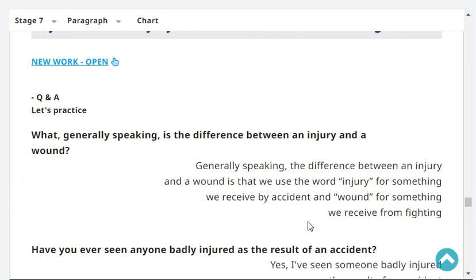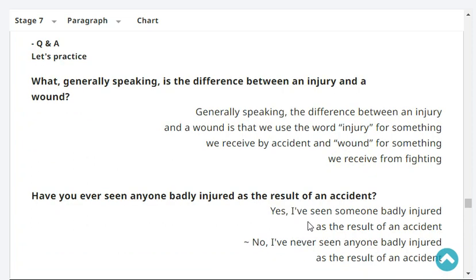What, generally speaking, is the difference between an injury and a wound? Generally speaking, the difference between an injury and a wound is that we use the word injury for something we receive by accident, and wound for something we receive from fighting. Very good.